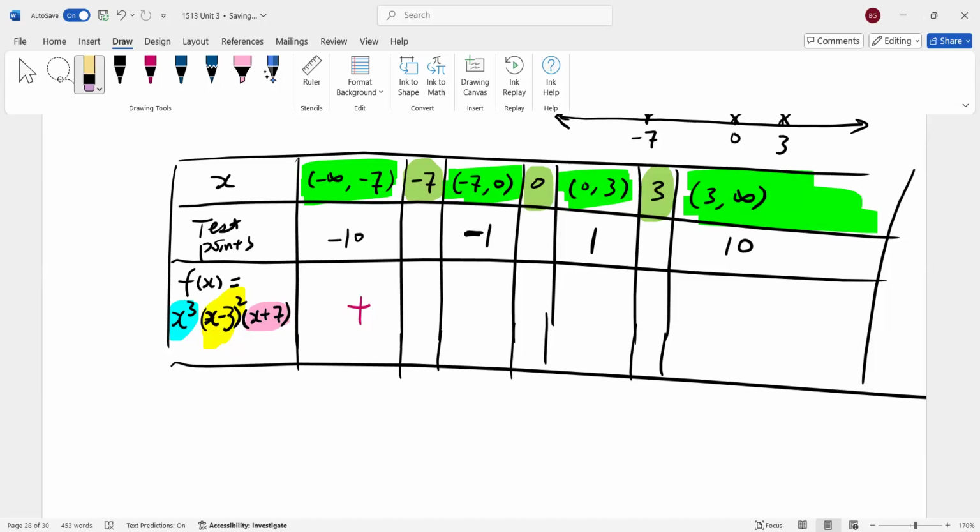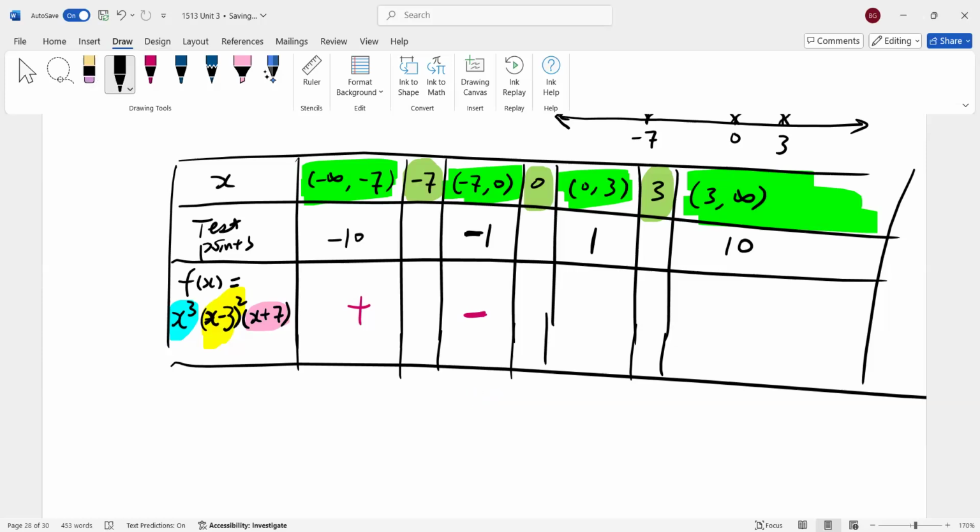And now let's do 91. 91 would make blue negative. 91 times 91 times 91 would make the yellow positive. Again, yellow is always positive. Even if you plug in x equals 91, 91 minus 3 is 94, but the square of 94 is positive, so it's positive. And it would make the pink positive. This time it is positive, 91 plus 7 is 6, positive. Negative times positive times positive is negative.